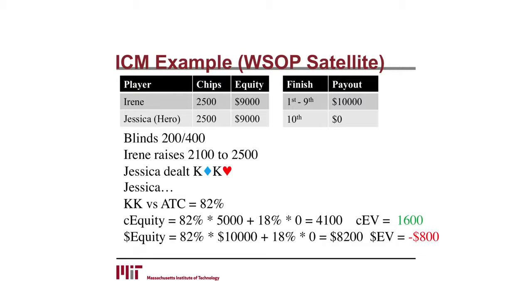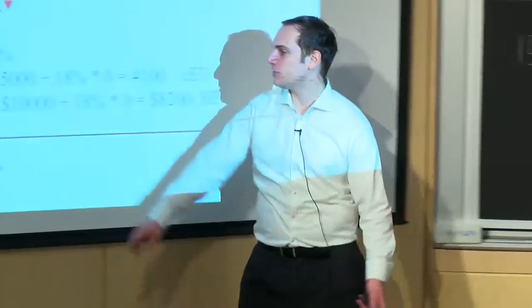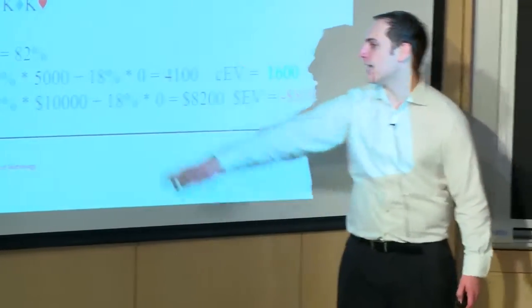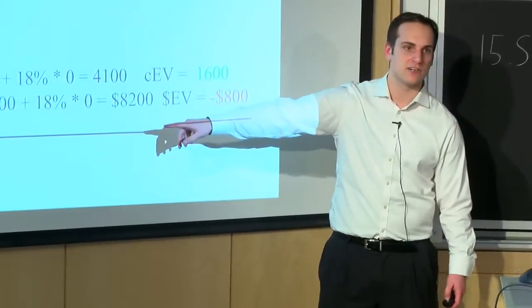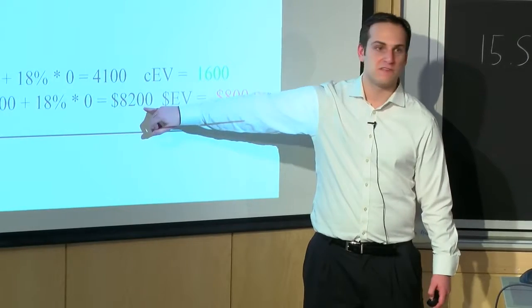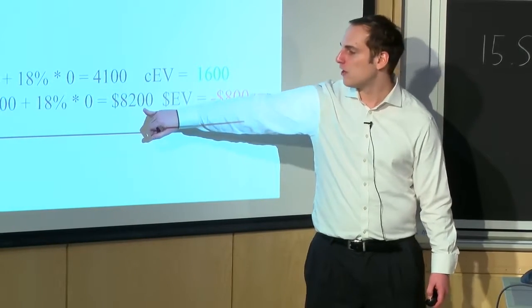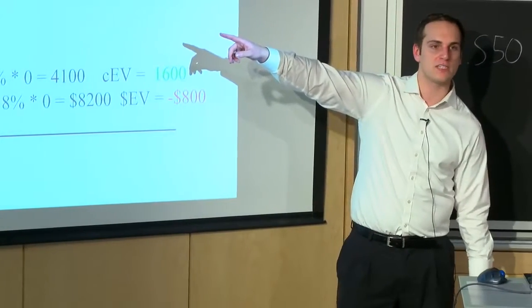But what about when we look at dollar EV? For dollar EV, she has an 82% chance of winning 10 grand and an 18% chance of getting 0. So her expected value after this call is actually 8,200, which is worse than her equity in this tournament.